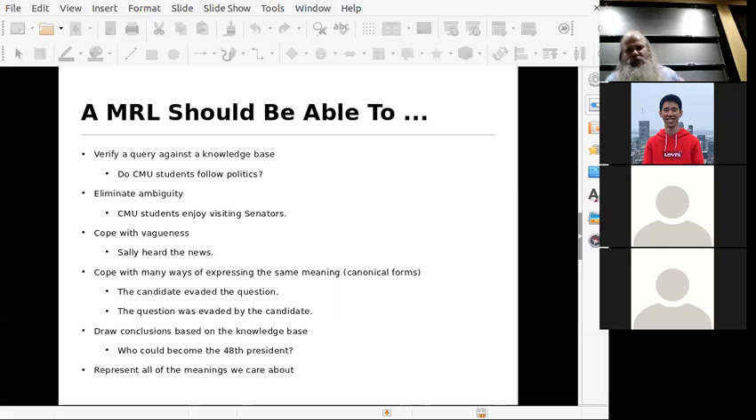Or can we actually have a representation of the news that's ambiguous, or at least not fully defined with respect to what that fact is that's the actual news? We'd like to be able to cope with ways of expressing the same meaning in different forms. So we'd like to get a canonical form no matter what the surface level of the sentence is. So the candidate evaded the question and the question was evaded by the candidate. They mean the same thing.